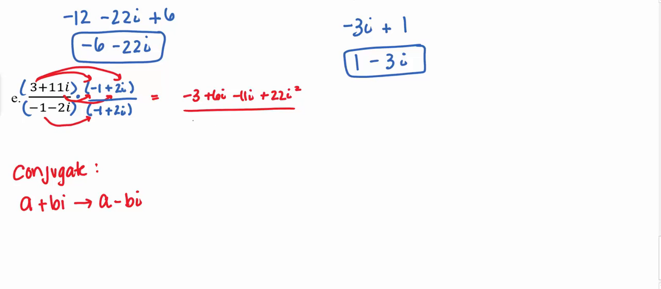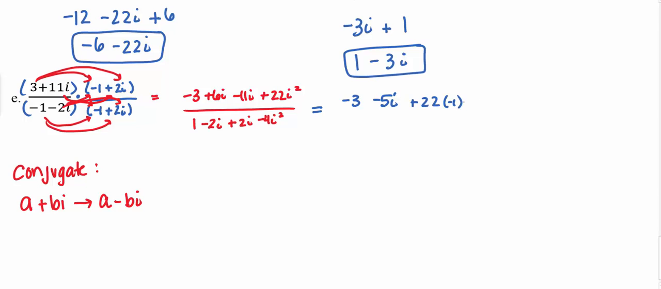Negative 1 times negative 1 is a positive 1. Negative 1 times 2i is negative 2i. Then I've got a negative 2 times a negative 1 is a positive 2i. And then it's important to keep track of all these negatives because now I've got negative 2 times positive 2 is negative 4. And then i times i is i squared. So make sure you're keeping track of those negatives. So now I'm going to combine like terms. So I've got negative 3 minus 5i plus 22i squared.